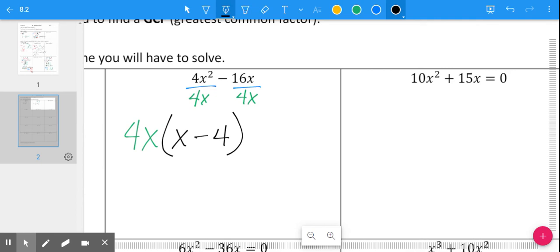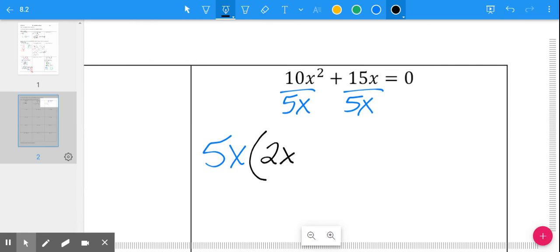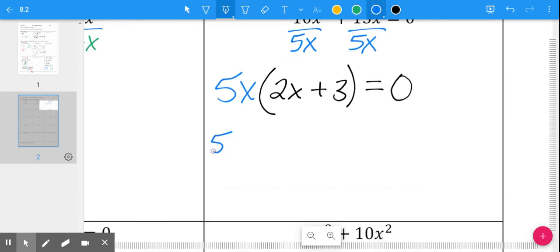Now, sometimes you're going to end up having to solve them after you've taken that greatest common factor out. So on this one, I see that both of these are multiples of 5, so I'm going to divide by 5, and they both have an x, so I'm going to put that x. So the 5x moves to the outside. 10x squared divided by 5x is 2x. 15x divided by 5x is 3. So this one, they want us to solve it. So you take each part of this, 5x equals 0, and the other part of it, 2x plus 3 equals 0. And that's what we're solving.